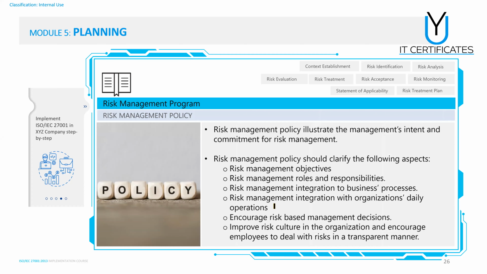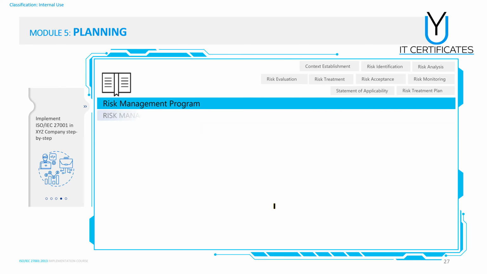The risk management policy, as we explained before, should be developed by the management. It will have the objectives for risk management in your company and the role of risk management in the organization, processes, decision makers, roles and responsibilities, and so on.